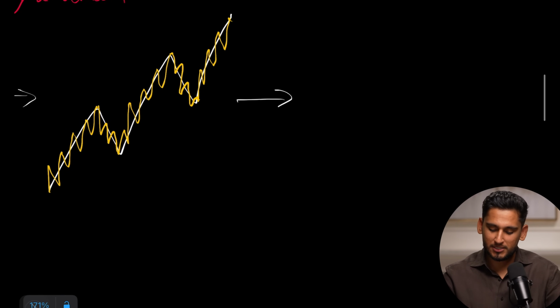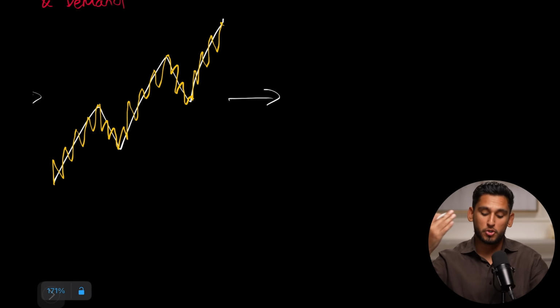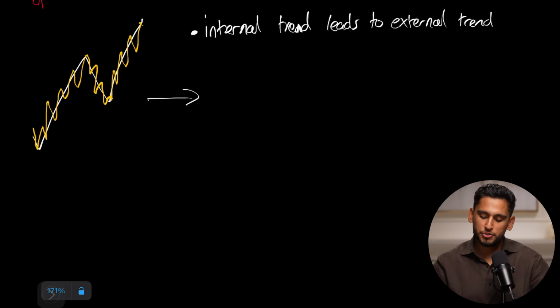The next portion is understanding what is internal versus external structure, because the white lines you see are external structure, and the small internal structure, the yellow ones, that's internal trends contributing towards the external trend. So let's write that down. Internal trend leads to external trend. So let's define these things.